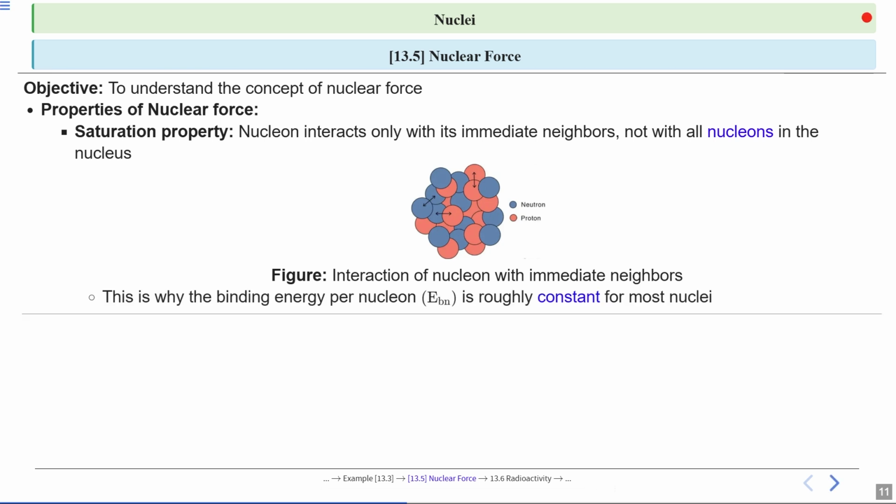As a result of this saturation property, the binding energy per nucleon, which we write as EBN, stays roughly constant for most nuclei, especially those in the middle of the periodic table. Binding energy is the energy needed to pull a nucleon out of the nucleus, and it's measured in units like mega electron volts. This constancy explains why medium-sized nuclei are especially stable.